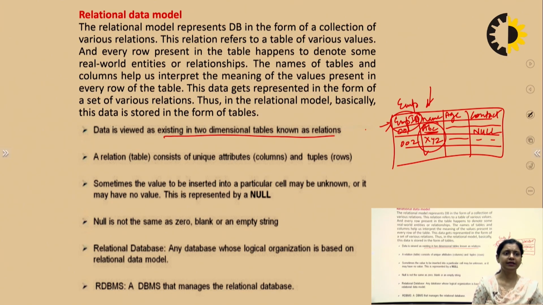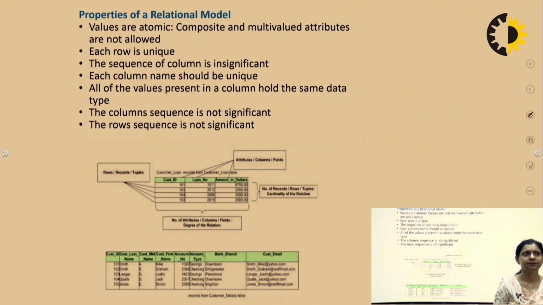A relational database is any database whose logical organization is based on the relational data model, and an RDBMS is a database management system that manages the relational database. So we have some of the characteristics of the relational model.